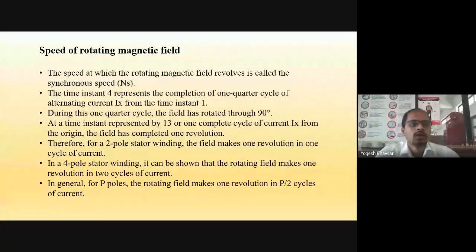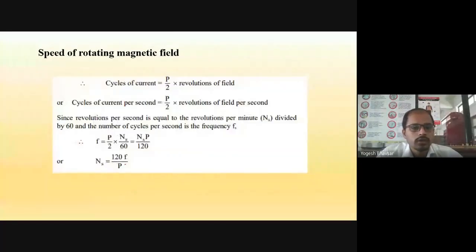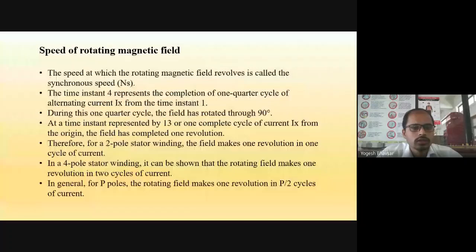Okay, then speed of rotating magnetic field. So I think we have covered this also. The ns is nothing but the synchronous speed at which the magnetic field rotates, right? N suffix s, which will be the synchronous speed.